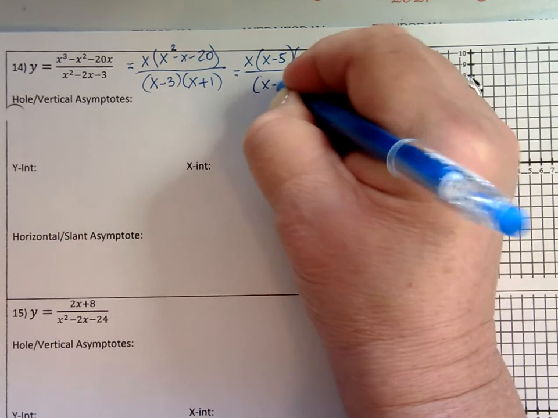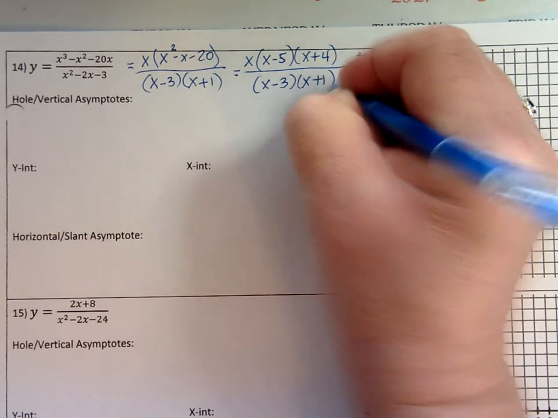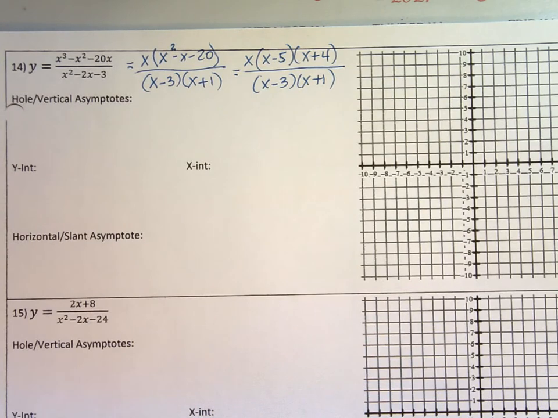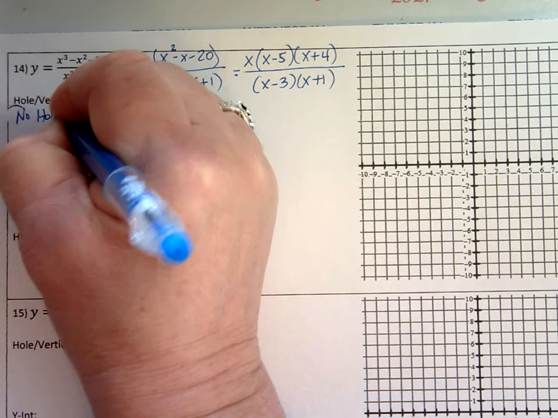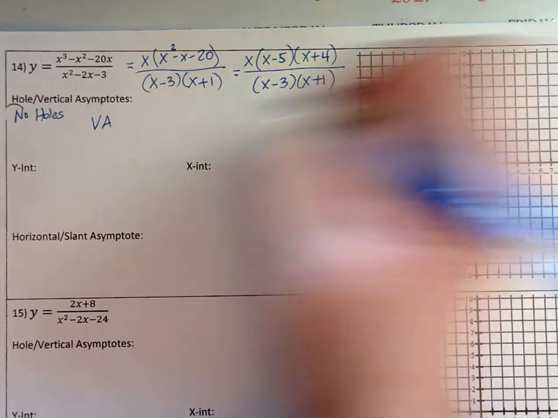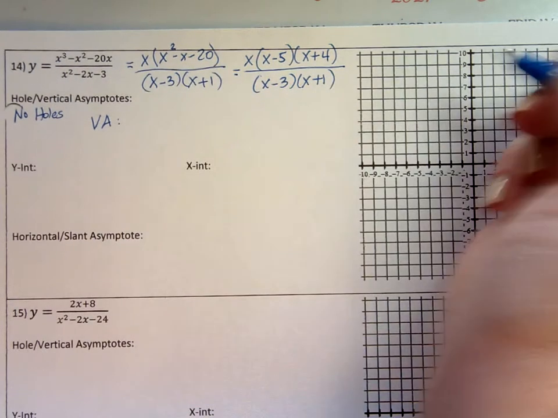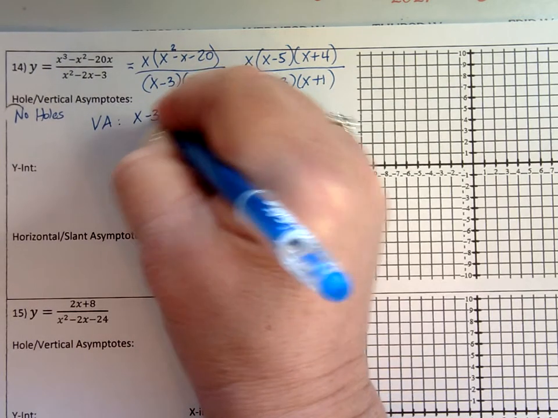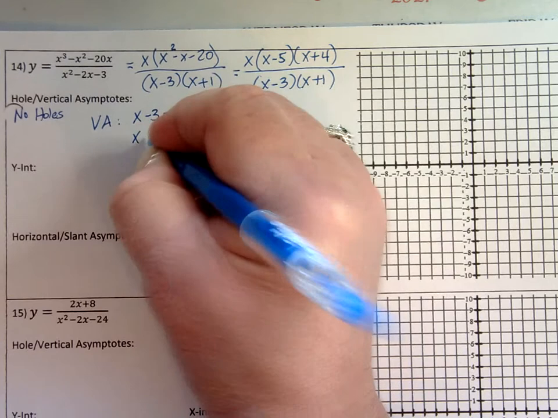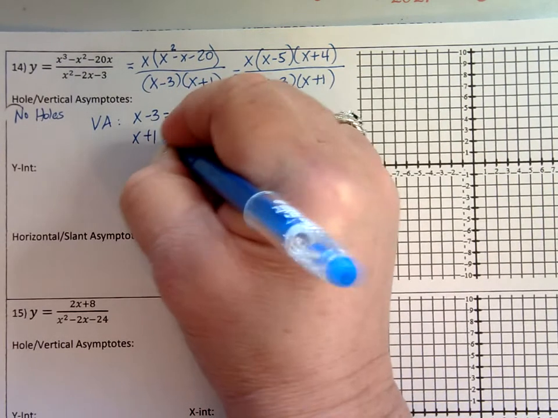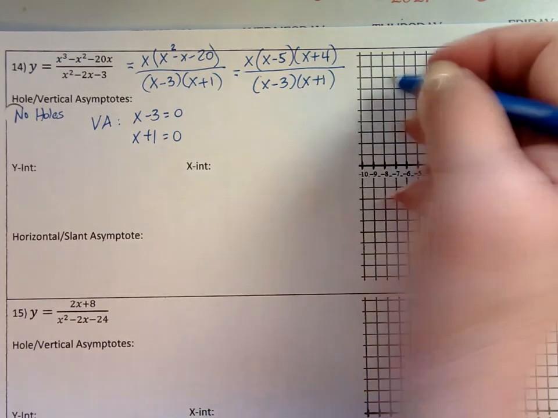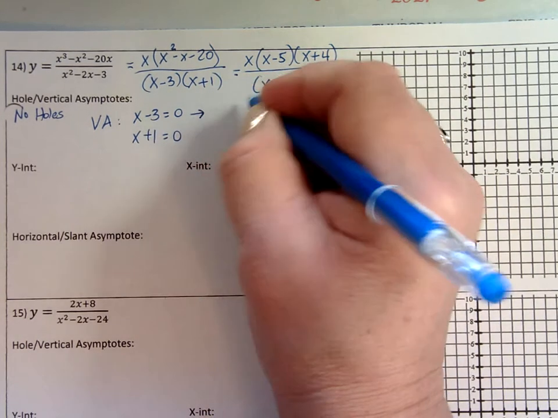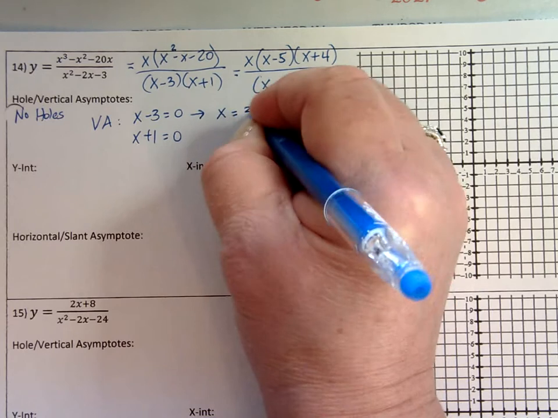Okay, so there I am. Nothing cancels, no holes. But I do have a vertical asymptote. Actually, interestingly enough, guess how many I have? I have 2. Because I have one where x minus 3 equals 0, and I have one where x plus 1 equals 0. I can have multiple vertical asymptotes. So this one, when I swing the 3 over, is at x equals 3, and this one is at x equals -1.